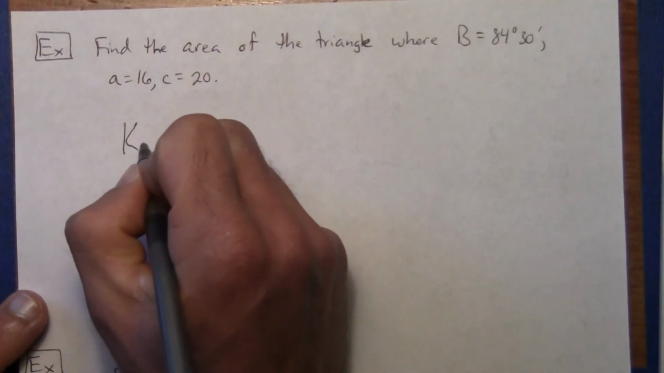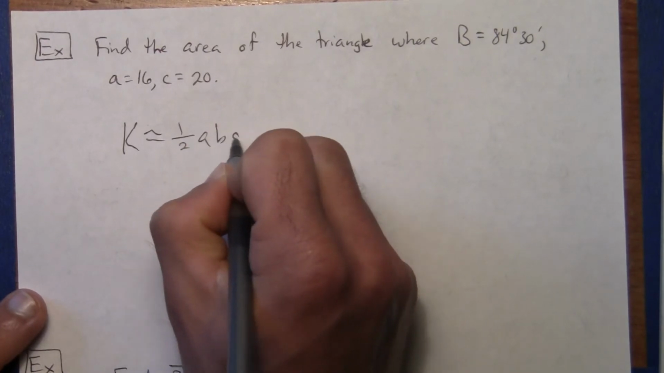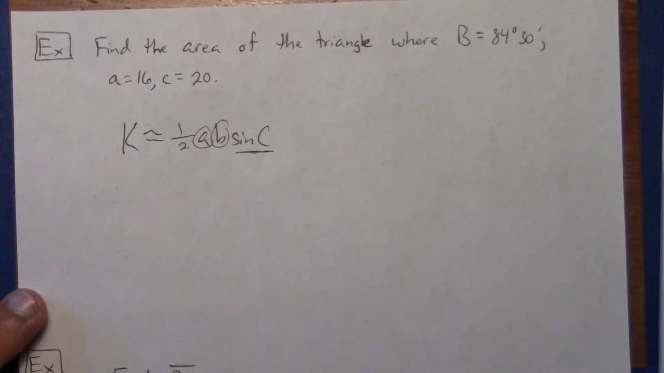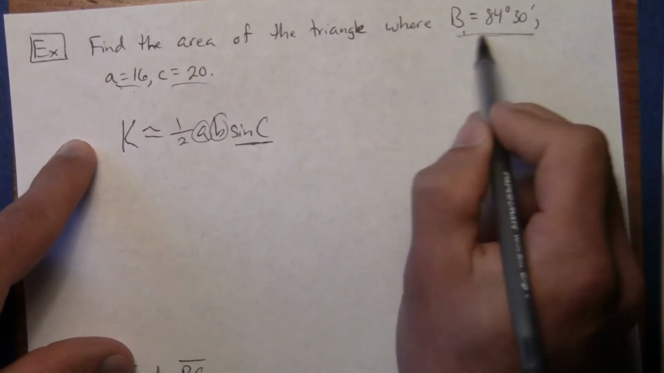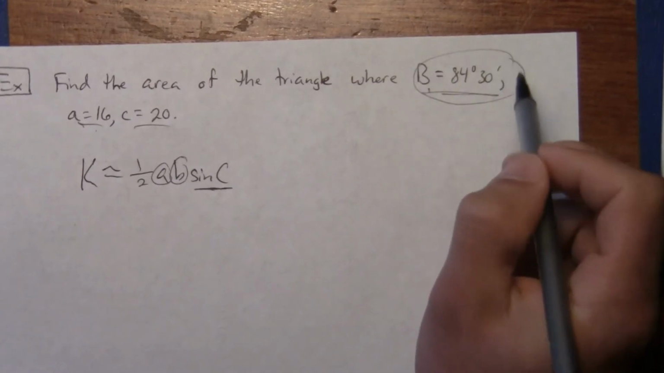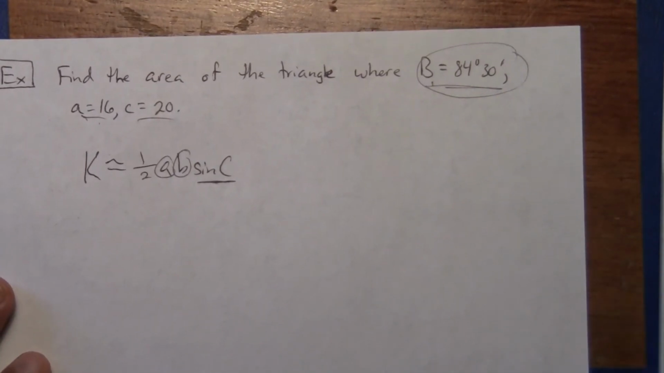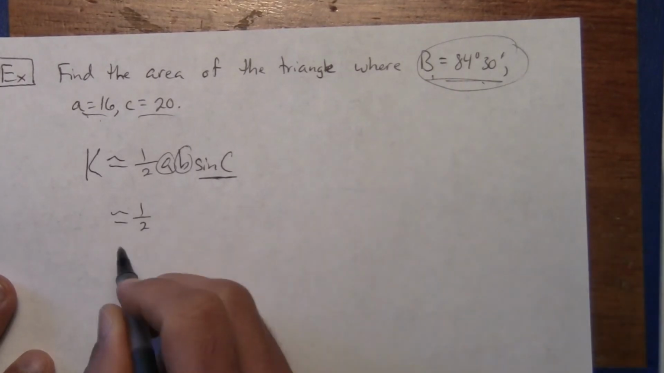The formula that we had for area was K equals 1/2 AB sine of C. In other words, I needed two side lengths and the angle in between them, and that's exactly what I've got. You're probably seeing that and saying, oh man, that means I have to deal with the degrees, minutes, seconds thing again. So yeah, this problem is not difficult. It's just remembering how to convert that.